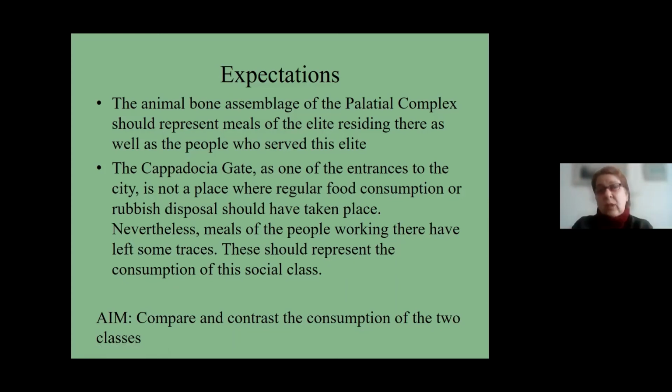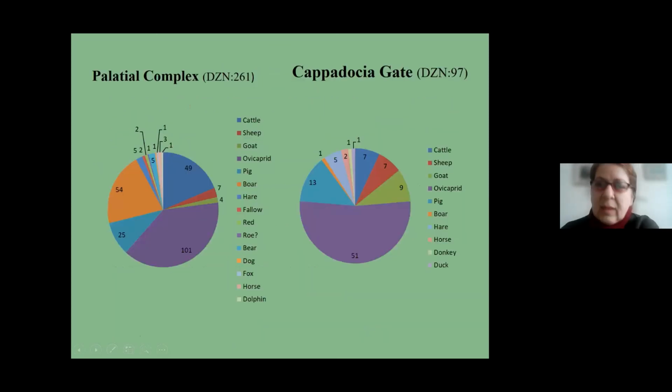So I'm trying to see elite and working class again. What did I find? I think I was more lucky here.